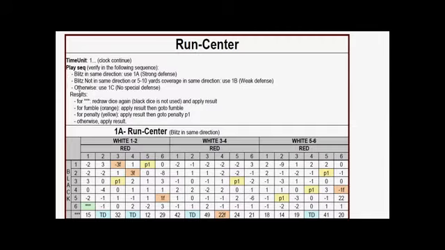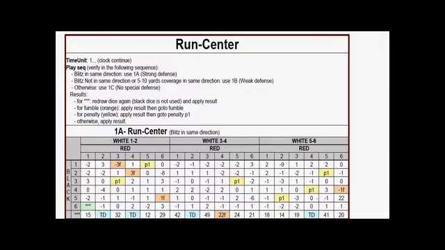If the offensive play chosen is run center, then in the play sequence here, if the blitz is in the same direction, you would use the 1A result, which would mean strong defense. As you can see here, it may not mean much to you now, but the results of yardage are pretty limited.